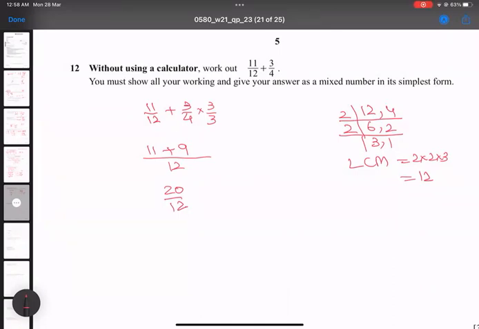No, it said mixed fraction. So you are bound to do division. 12 ones are 12. I got 8 left.